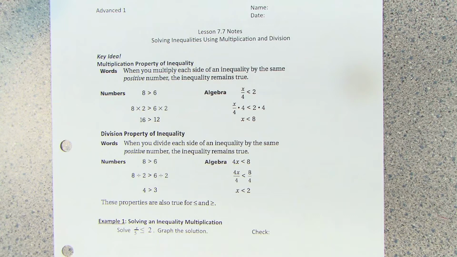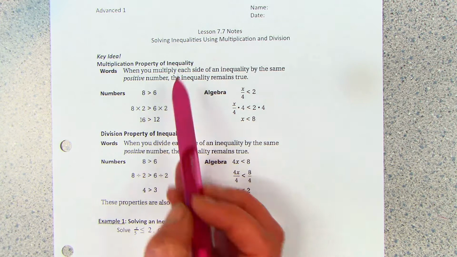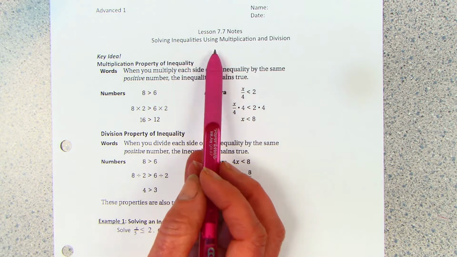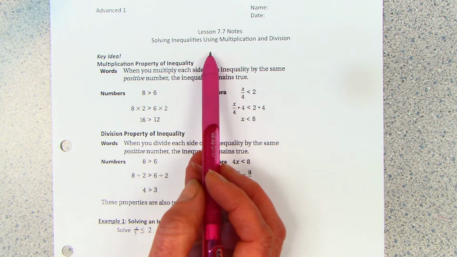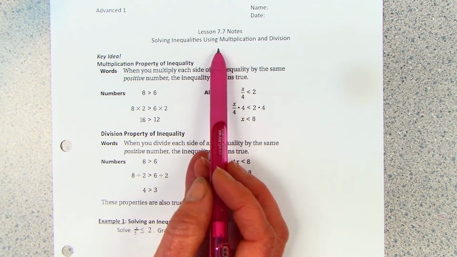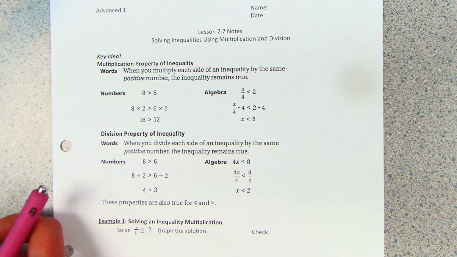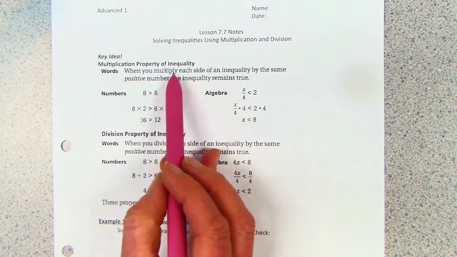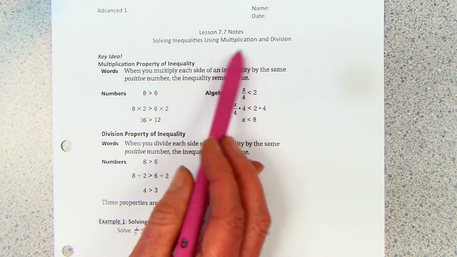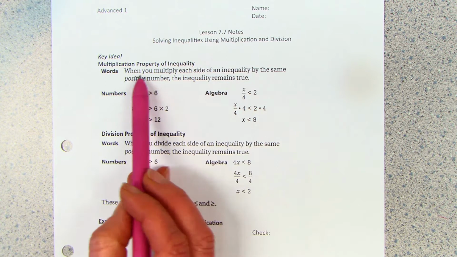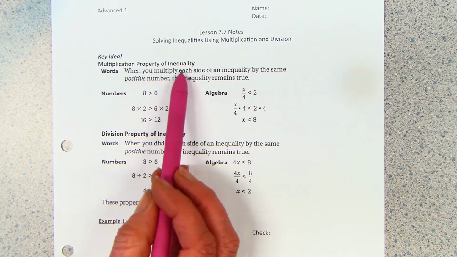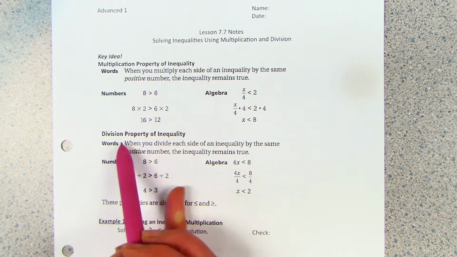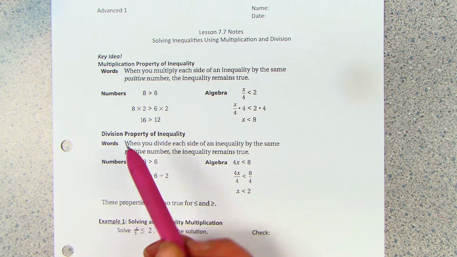These are the lesson 7.7 notes on solving inequalities using multiplication and division. This is the last set of notes in the chapter and the last set of notes in the unit. The big ideas for solving inequalities using multiplication and division is that we're going to use the multiplication property of inequality and the division property of inequality.